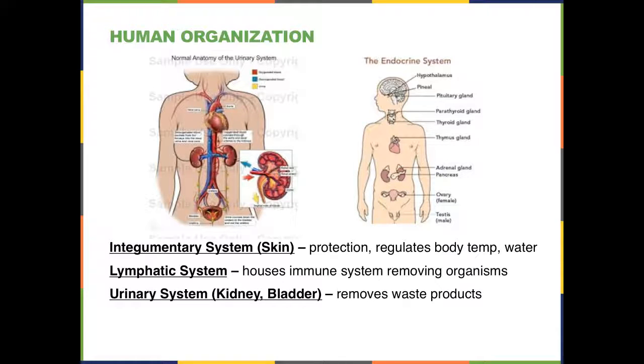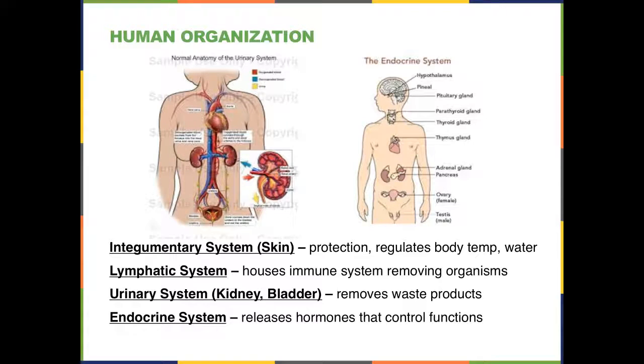The urinary system, which is pictured on the left here, includes the kidneys, ureters, bladder, and urethra, and it's responsible for filtering the blood, removing the waste products from the blood, soluble waste products from the blood, and then dispelling them until they are removed from the body.